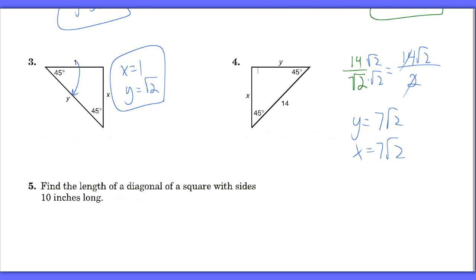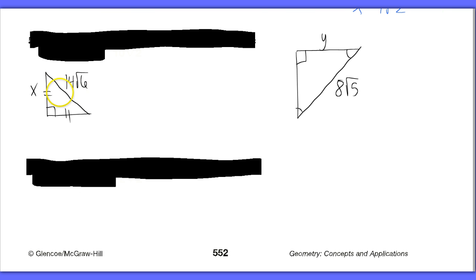In this example, we have another 45, 45, 90. 14 root 6 is the hypotenuse, and we want to get to the legs. Because we're going from hypotenuse to the leg, we're getting smaller. We're taking that hypotenuse, dividing it by our ratio of root 2, and then as we simplify this one, I can divide the numerator by square root of 2, divide the denominator by square root of 2 to get my answer for x, which is just 14 root 3.